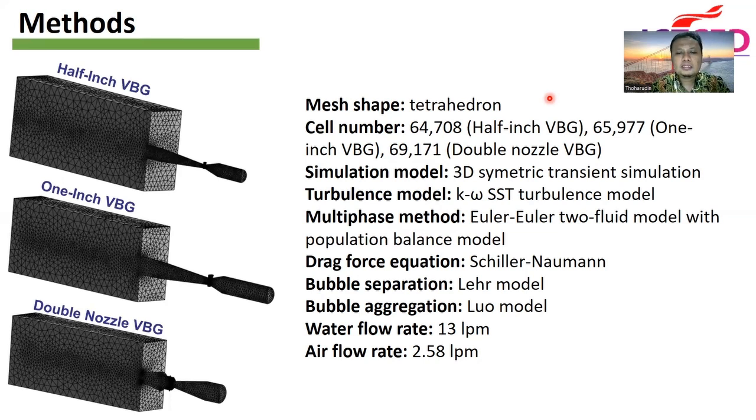The water flow rate is held constant at 30 liters per minute, and the air rate is 2.58 liters per minute, as we observed in the double nozzle Venturi bubble generator in the experiment.